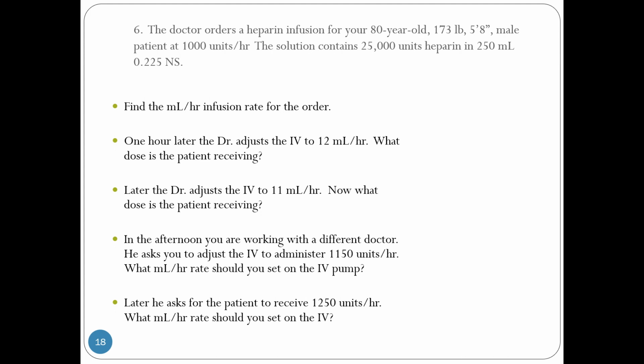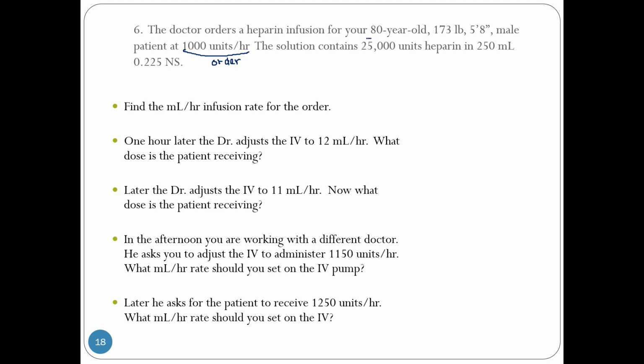The solution contains 25,000 units of heparin in a 250 milliliter, 0.225% normal saline bag. So in reading this, the first thing I noticed is that the heparin is not ordered according to a protocol, and it is not ordered based on weight. So the order that I have in this problem is the 1,000 units per hour, and that does not have a per kilogram. And so I don't need to worry about converting the pounds to kilograms. I don't need to use the pounds at all.